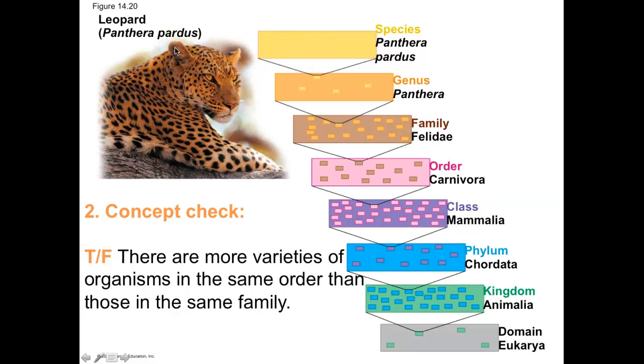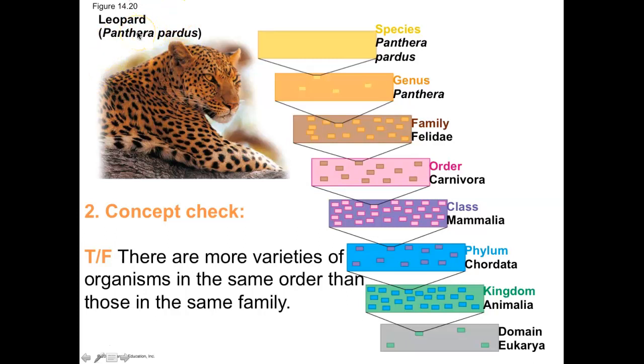So another thing you need to remember is that the appropriate way to write this genus, species name is that the genus is always capitalized and the species is always lowercase. And you have to italicize the words if it's typed. If you're typing out a paper, you have to italicize it.